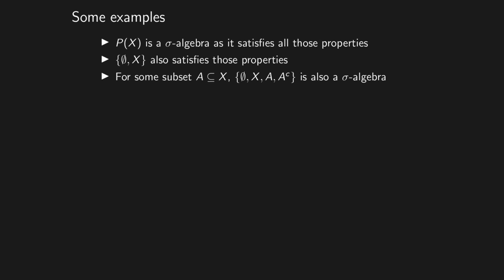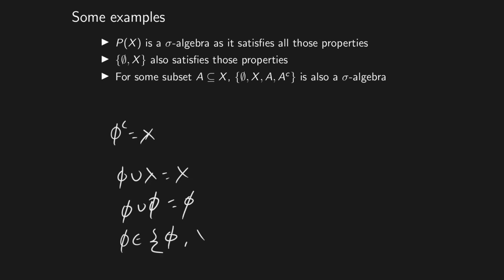And we can see that it does satisfy all three properties, just by going through these. The complement of the empty set is X, which is in our set. The union of the empty set with X is X. The union of the empty set with itself is the empty set. And we have that the empty set itself is in our sigma algebra. So we've proven property 3, we've proven property 2, and we've proven property 1. So it's a sigma algebra.